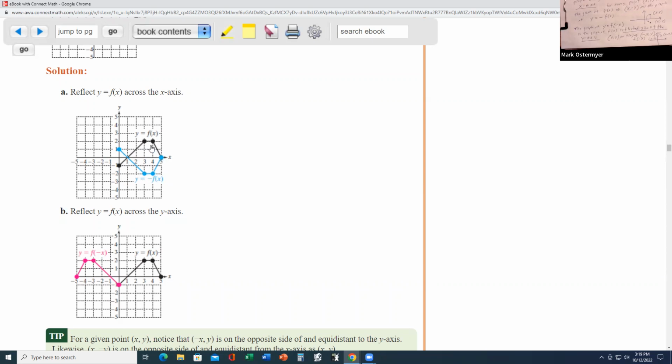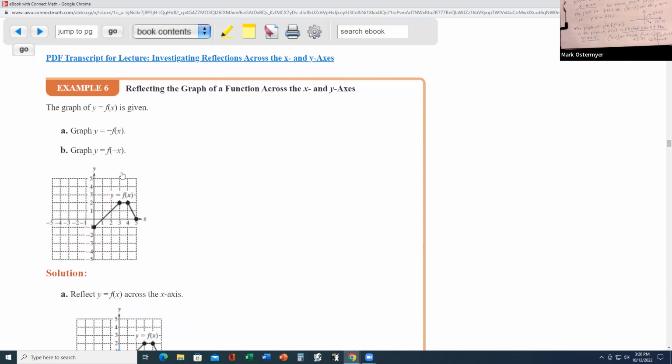That's how we induced a reflection about the x-axis. You can think of the x-axis as being kind of like a mirror here. Each point of this black graph here looks in the mirror and sees itself behind the mirror.